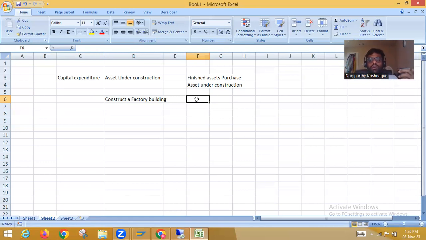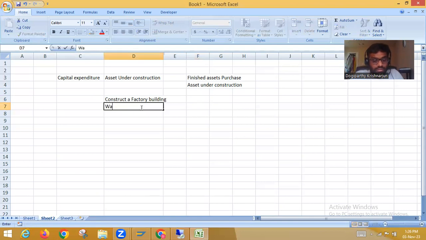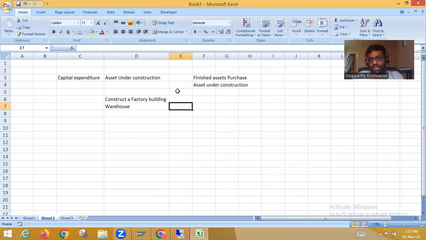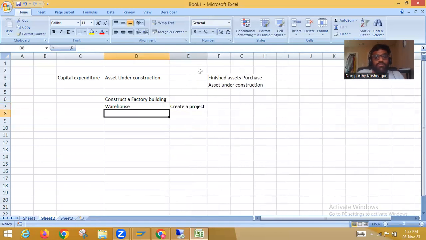In the second scenario, for example, if the company wants to build a factory building or a warehouse, any capital project, any capital investment that the company wants to make, the warehouse they want to build by themselves. For this, they can create it as a project. And for this project, they will get the budget allocated.